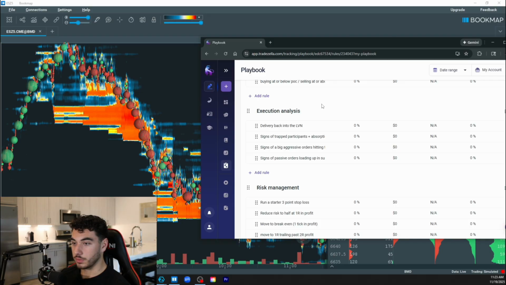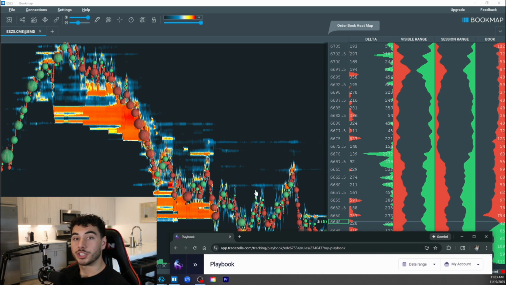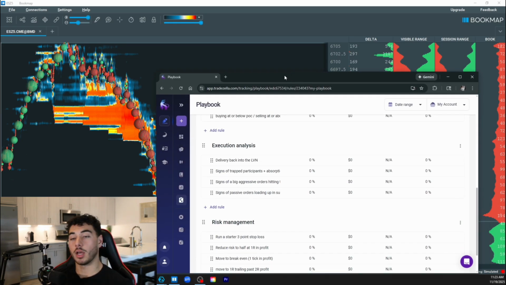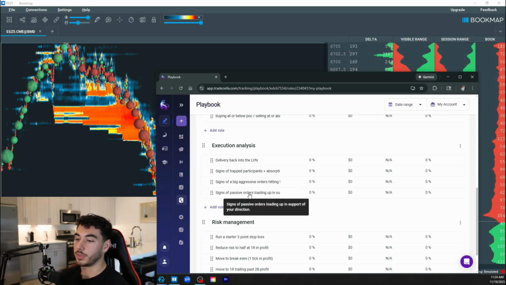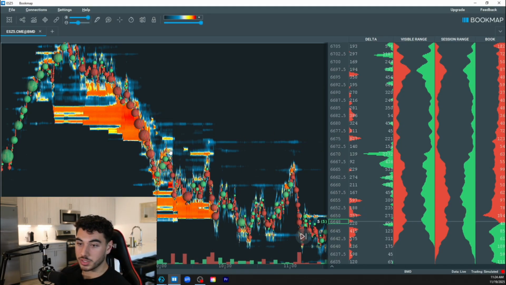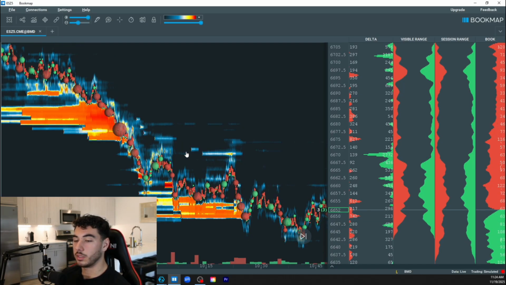So back to the execution. Signs of big aggressive orders hitting the tape, which is great. So you want to see a lot of aggression in the pullback, because aggressive pops up into absorption are a great sign. And so you also want to see, with that, signs of passive orders loading up in support of your direction. So the defense specifically is what's most important. You want to see things like these colors loading up, these passive orders here and here, all of this. You want to basically see people in support of your direction.